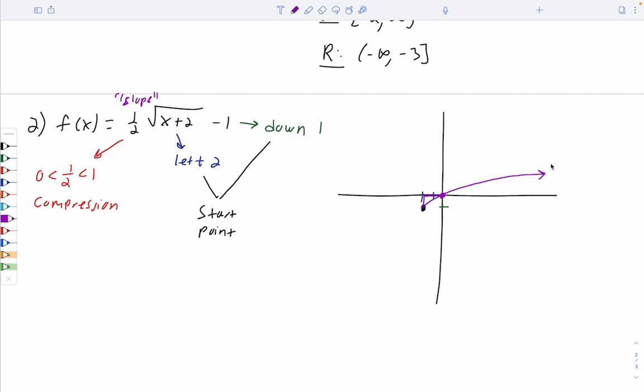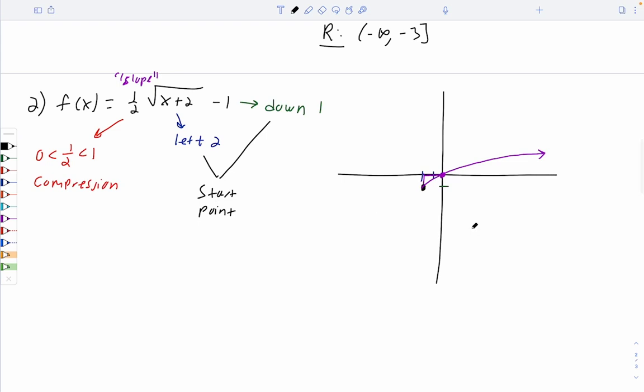Now again, if you needed additional points or if you wanted to make sure, you could type it into Desmos and see additional points. I'm fine with that. But honestly, it's slower to do that than it is to just use the transformations. But anyway, that's the basic graph there.